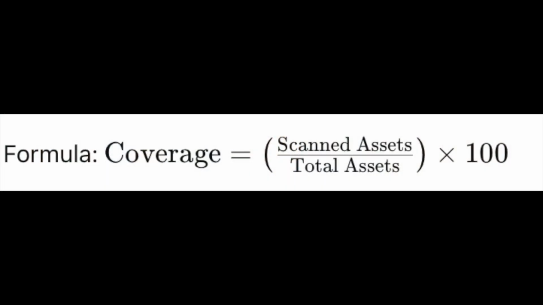Now, how do you calculate coverage? Here you can see we have the formula for coverage. How you calculate that is fairly simple. You take the scanned assets that you have divided by the total assets that are in that category. Then you make it into a percentage, multiply it by 100, and I'd argue put a couple decimal places in there as well.